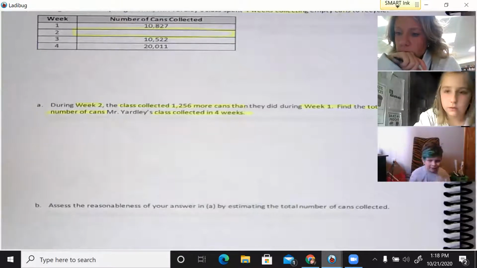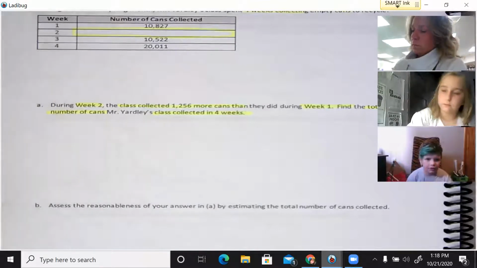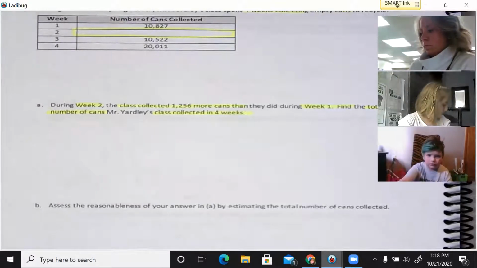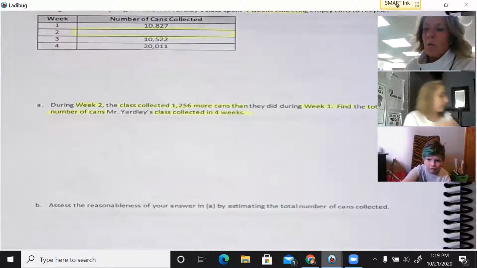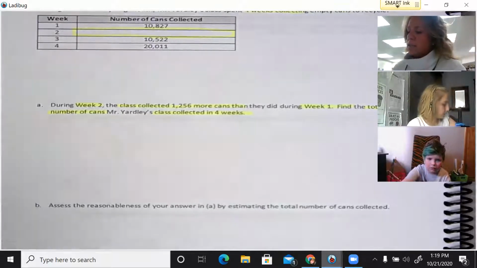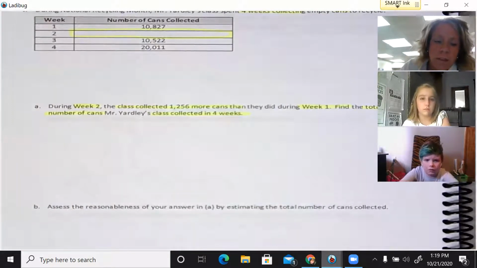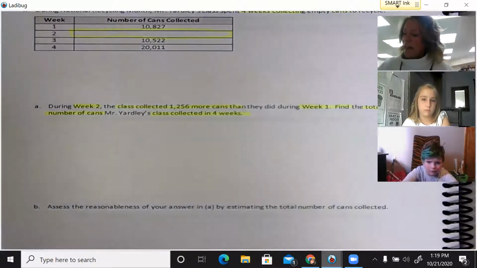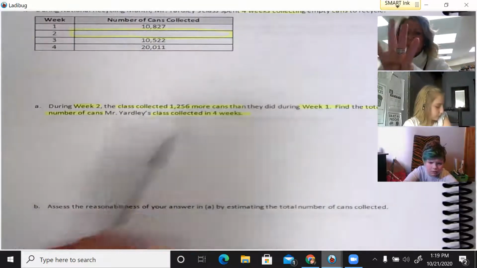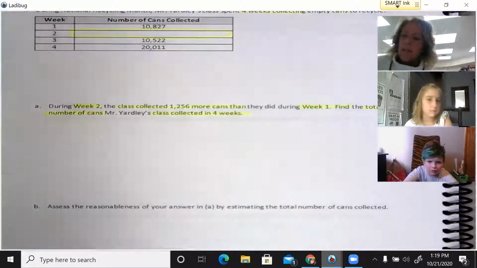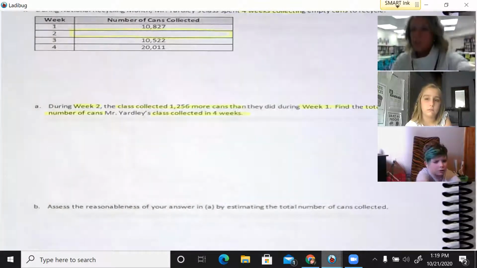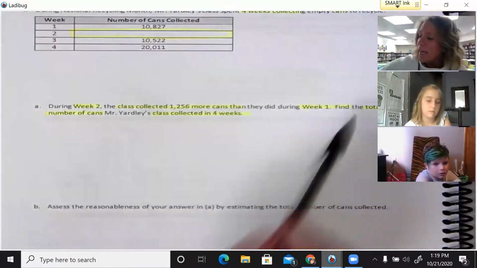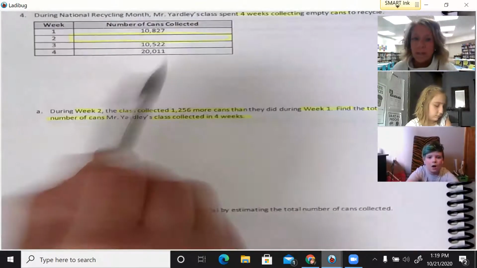You can use that to find the total number of week 2. I don't want to hear anything about week 2. You need to listen to the question. Don't focus on my highlighting. You're jumping in front of the gate here. The question's asking how many cans were collected in 4 weeks. It doesn't say anything about week 2. If you write about week 2, then you won't answer the question. They want to know how many cans were collected in all 4 weeks.